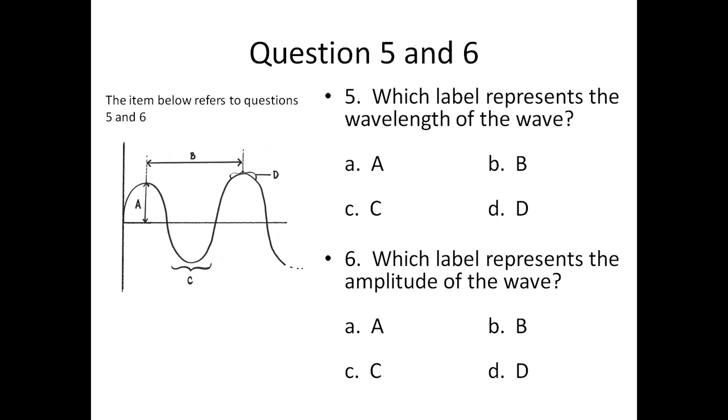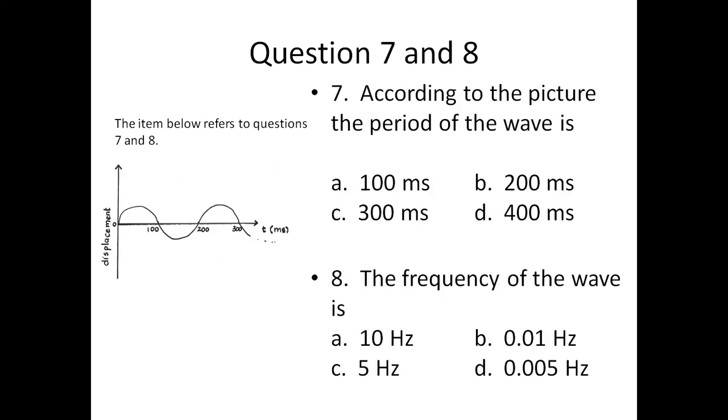Questions 5 and 6. The item below refers to questions 5 and 6. Number 5. Which label represents the wavelength of a wave? AA, BB, CC, DD. 6. Which label represents the amplitude of the wave? AA, BB, CC, or DD.